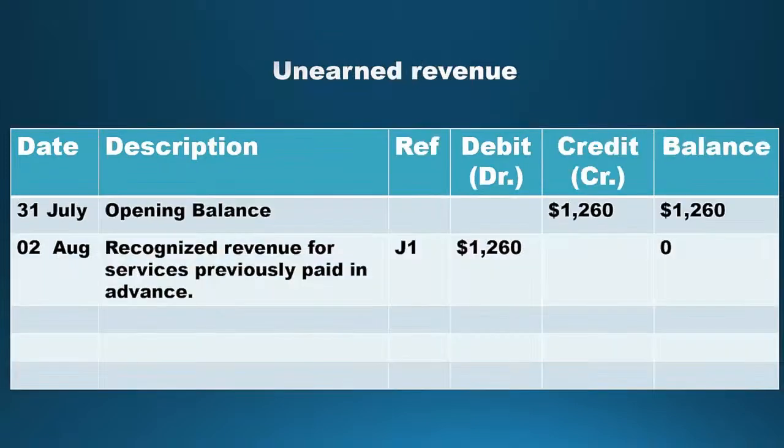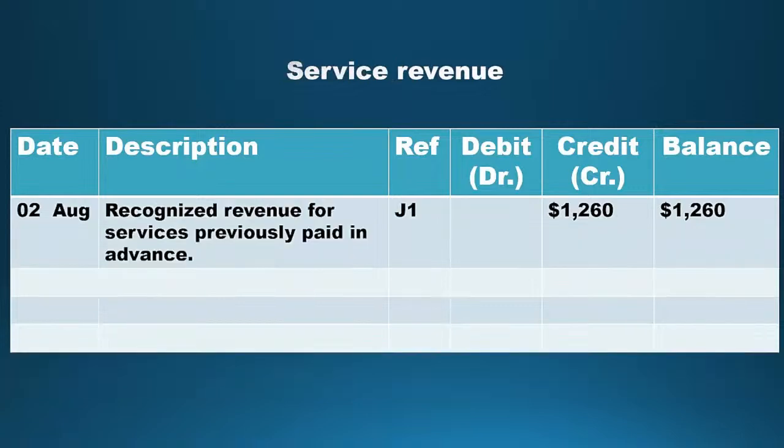1. Date. Write the date August 2. 2. Narrative. Add the narrative. Recognized revenue for services previously paid in advance. 3. Reference. Add the journal reference, J1. 4. Amount. Enter $1,260 in the debit column because unearned revenue is a liability and liabilities decrease on the debit side.